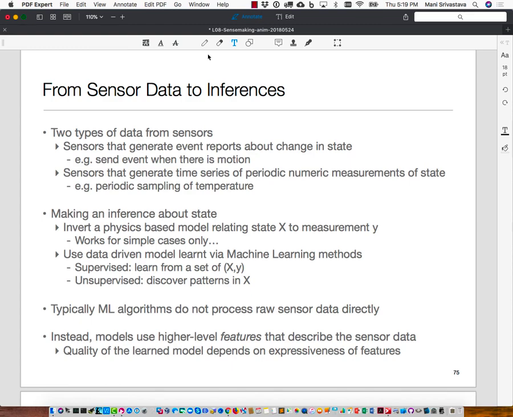Typically, machine learning algorithms, for reasons I alluded to earlier, do not process data directly. Instead, they use features. And how well the model that you use will do depends very much on the features. There are a couple of issues about the features. Firstly, your features should be expressive enough. That is, they should capture the relevant attributes of the signal. If your features are not expressive enough, then you are discarding that information, and you may never be able to reach a high quality decision.